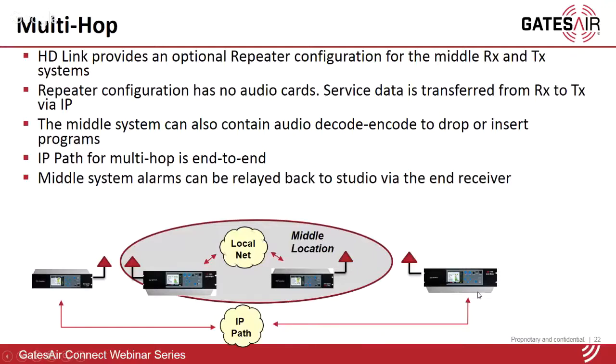the last receiver. You can also order the middle system with audio encoder and decoder cards if you wanted to insert some service program services or drop some service program services. So it's completely configurable and up to the user how you get the middle system. The alarms from the middle system can also be relayed back to the studio via the end receiver system. So they are sent in-band over the second RF path and sent over the IP path to the studio end.